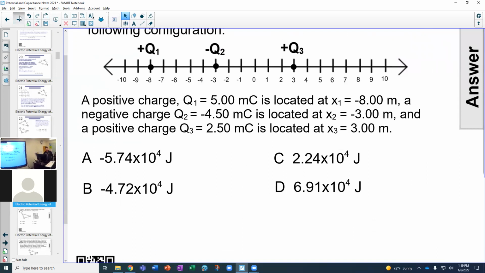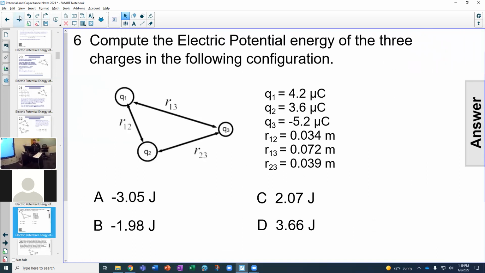All right, and let's try this one, a little bit different take. Instead of in a straight line on a number line, I think this is a little bit more common.